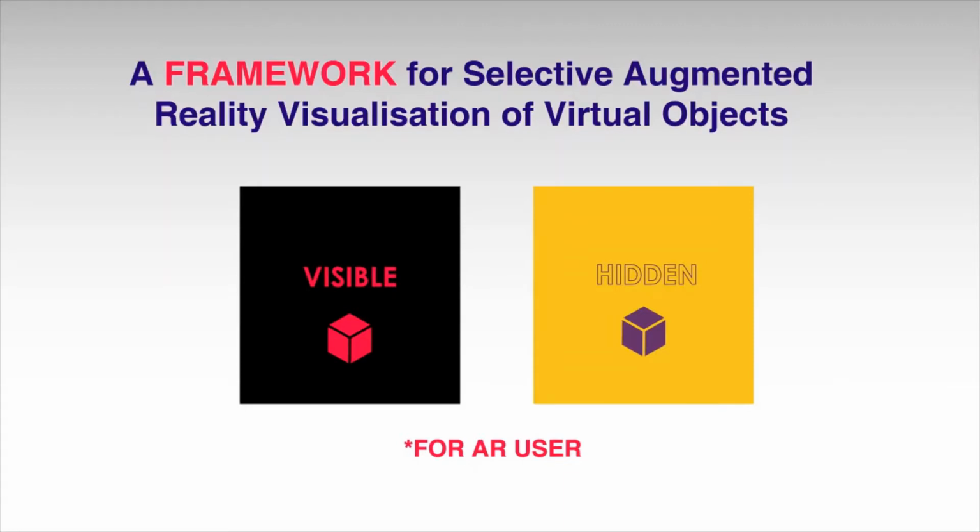Thus, we propose a framework for selective augmented reality visualization of virtual objects to augment the external user's view of the VR user at one-to-one scale with specific elements from the virtual environment. It's based on a simple concept where some objects in a virtual environment are visible to the AR user, whereas others are hidden.